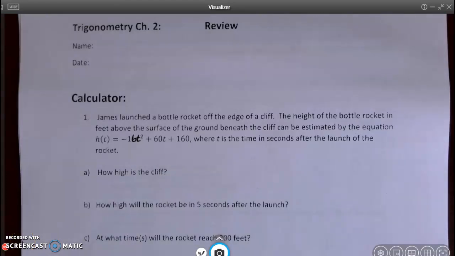So this video is for your review for Unit 1, which is taken from Chapter 2 of your book. Question 1 says, James launched a bottle rocket off the edge of a cliff. The height of the bottle rocket in feet above the surface of the ground beneath the cliff can be estimated by the equation h(t) = -16t² + 60t + 160, where t is the time in seconds after the launch of the rocket. How high is the cliff?